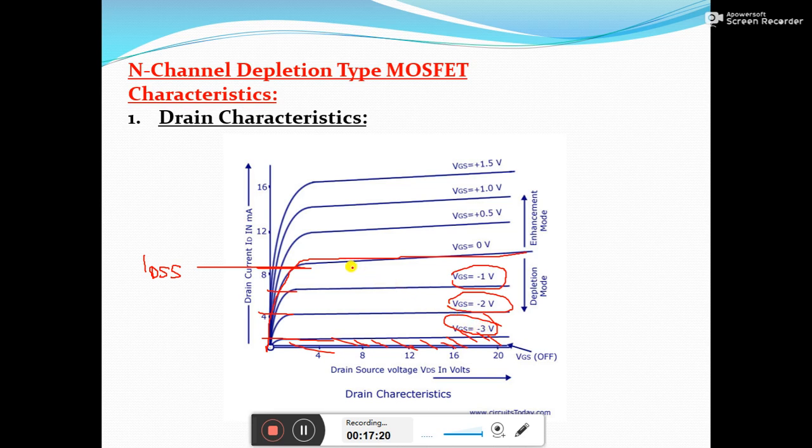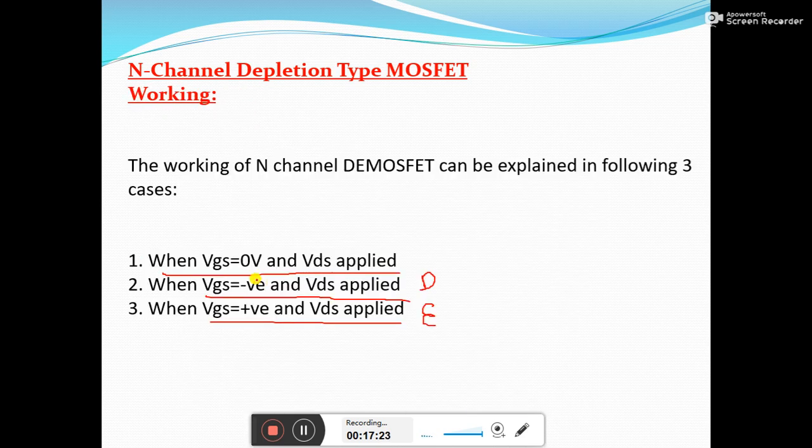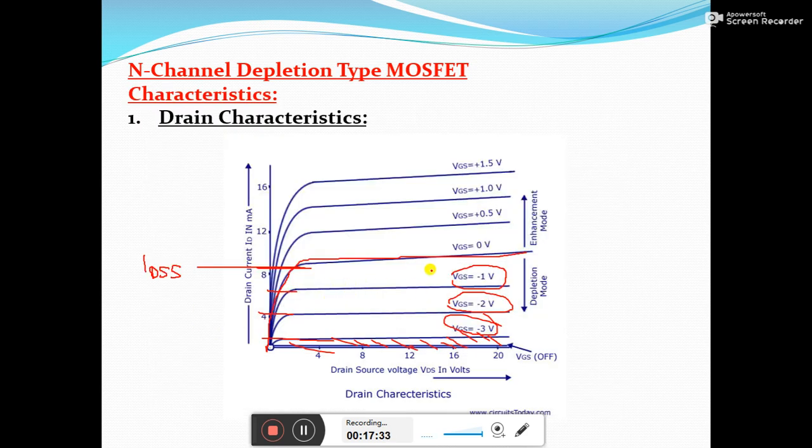Okay, and for the third case, whenever VGS value is made positive, it should be operated in the enhancement mode. Means the current is supposed to increase beyond the IDSS value or saturation value. You can see here whenever VGS value is made positive, the corresponding current is more than IDSS. Whenever VGS value is plus 1, it is more than IDSS. Similarly, whenever VGS value is plus 1.5, like this, if you go on increasing the VGS value, you will get more and more ID values, and this mode is known as enhancement mode.